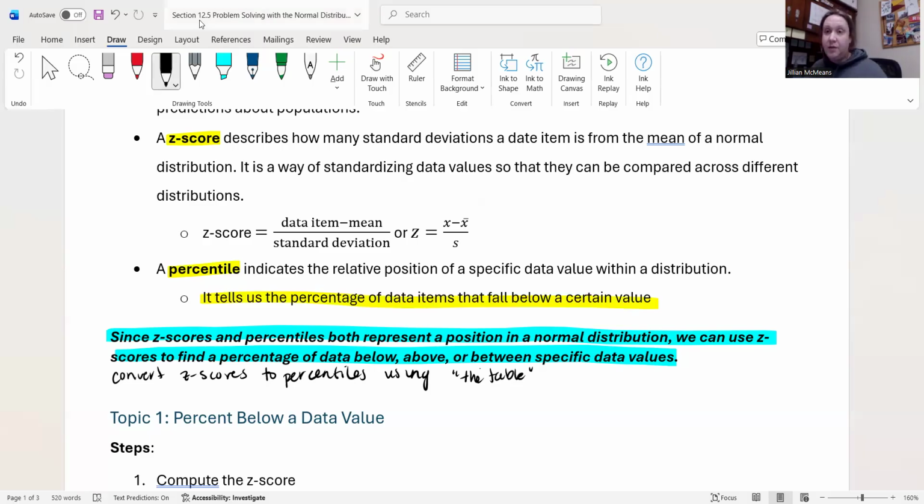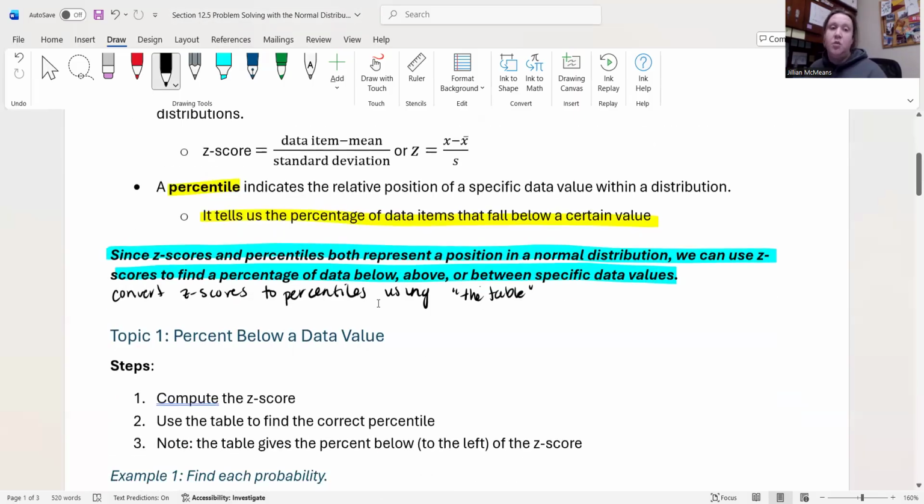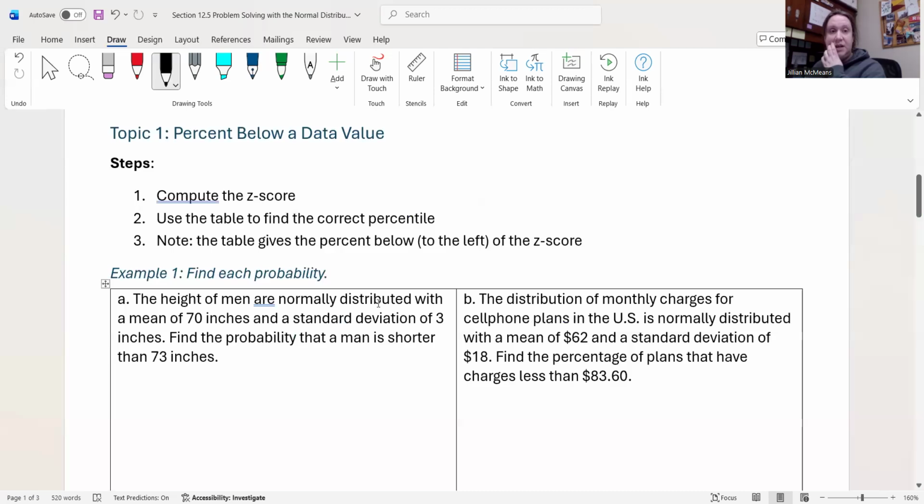So we're going to look at finding the percent of data below a data item, finding the percent of data above a data item, and then finding the percent of data in between two specific data items. So for topic one, we're going to very specifically look at finding the percent of data below a particular data value, okay? So we compute the z-score. We use the table, and I'll show you the table in just a moment. We use the table to find the correct percentile, and then note the table gives the percent below or to the left of a normal distribution.